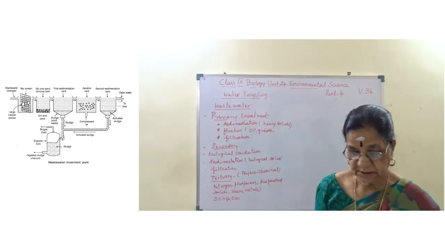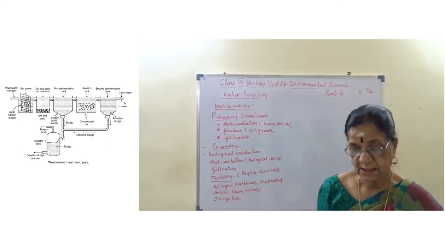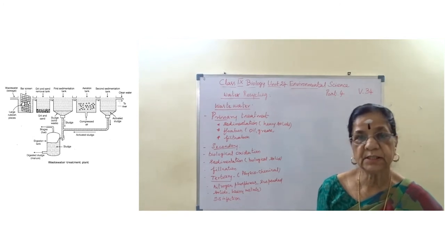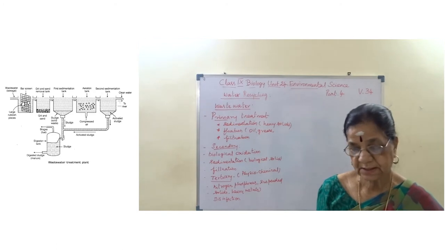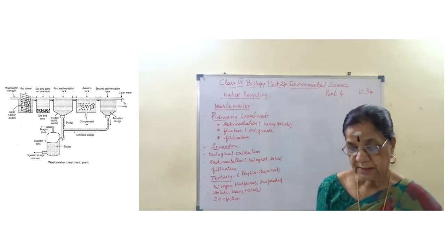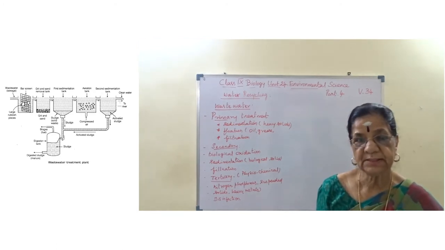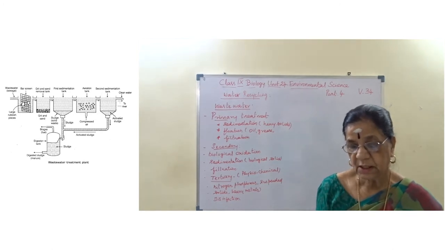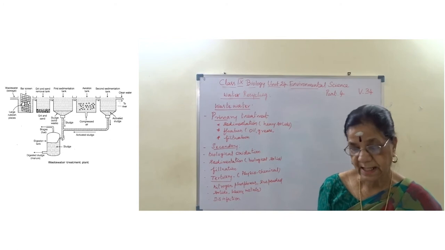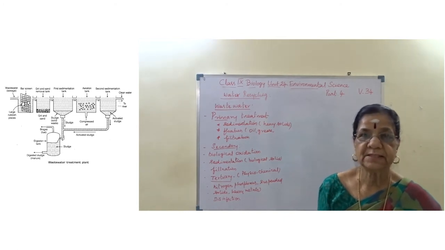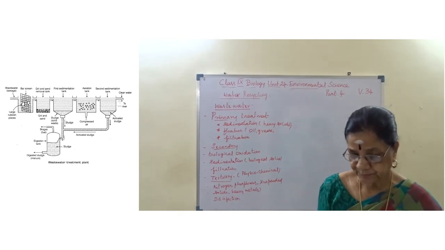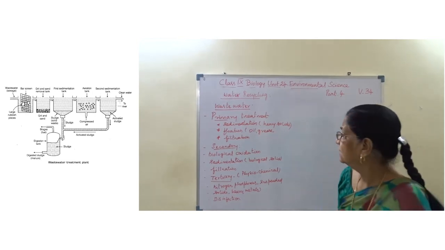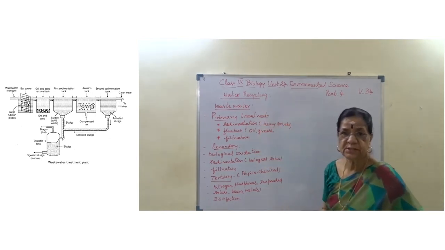Tertiary treatment involves removal of inorganic constituents such as nitrogen, phosphorus and microbes. The fine colloidal particles in the sewage water are precipitated by adding coagulants like alum or ferric sulfate. Alum, we studied that earlier. So this is wastewater treatment, 3 stages.